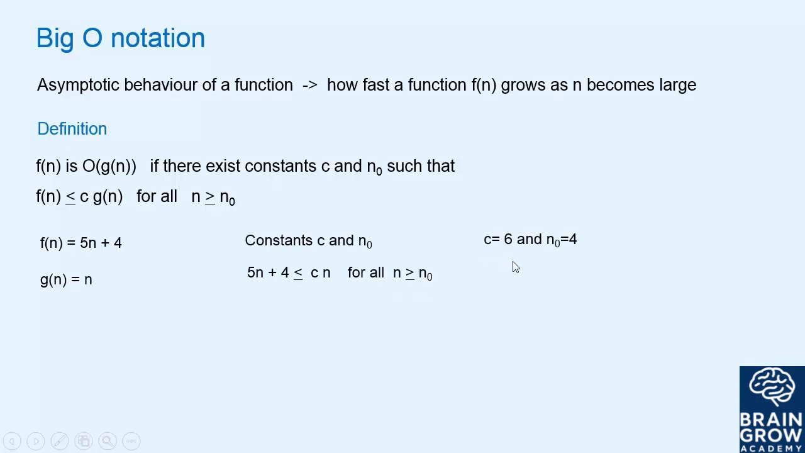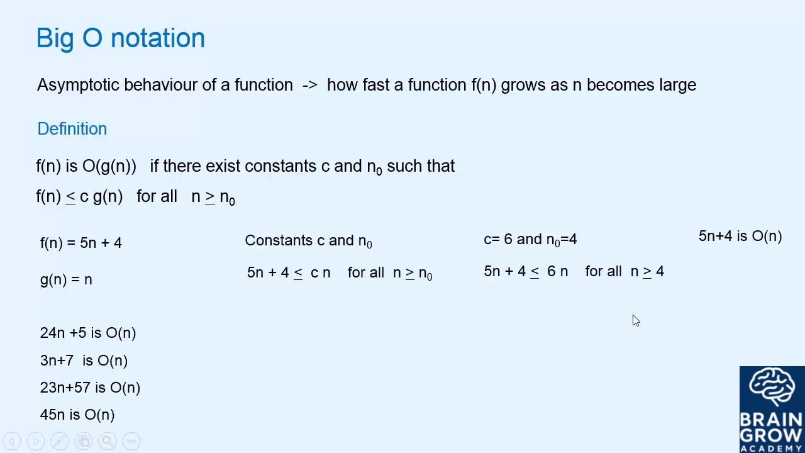If we take c equal to 6 and n naught equal to 4, then the definition is satisfied and we can say that f is order of n. These constants are not unique. There can be many more values of c and n naught possible which can be used to show that this 5n plus 4 is order of n. For example, we could take c equal to 10 and n naught equal to 5. These values are not important because we'll just be saying that function f is order of n.